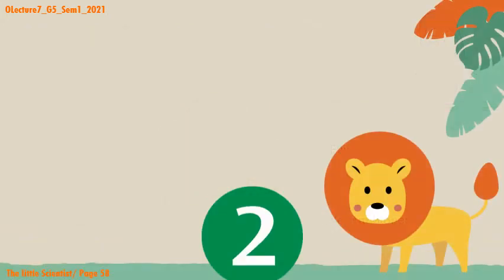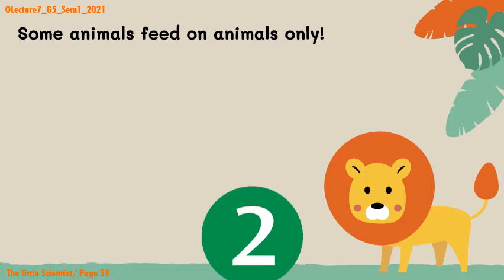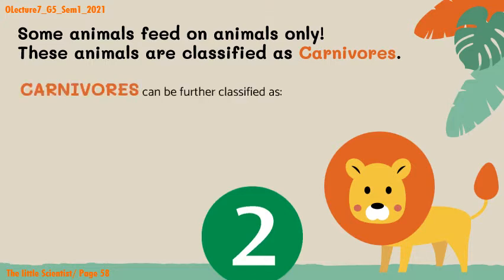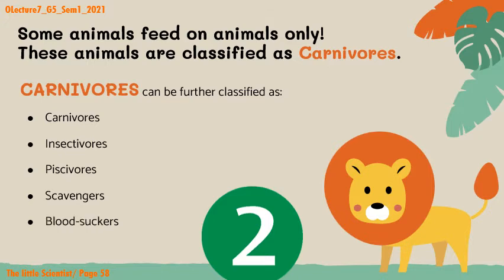What about the second type of consumers? Some consumers consume animals only. So, we say that these animals are carnivores. So, the animal which eats animals is a carnivore. Carnivores are also classified into 5 classes: carnivore, carnivore insectivore, carnivore piscivore, carnivore scavenger, carnivore bloodsucker. So, carnivores, insectivores, piscivores, scavengers, bloodsuckers.